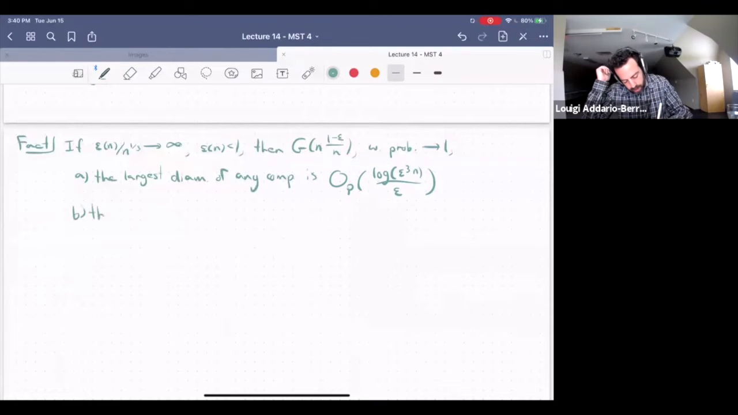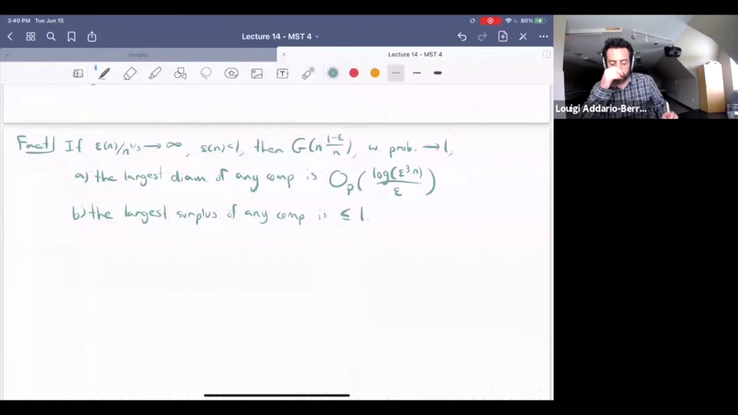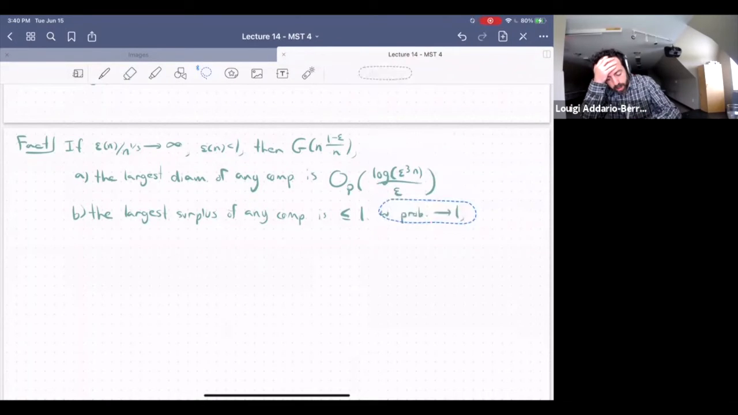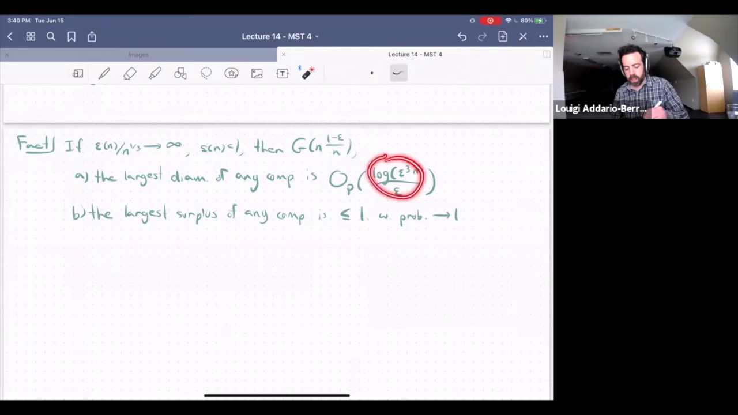And the second fact is that the largest surplus of any component is at most one with high probability. Okay. So I guess I can move this line here. So for the first line, there's no need for "with high probability" because the probability is sort of encapsulated in this notation. So we're saying there's no component of diameter bigger than this polylog factor over epsilon, and there's no component with more than one surplus edge in a subcritical random graph.